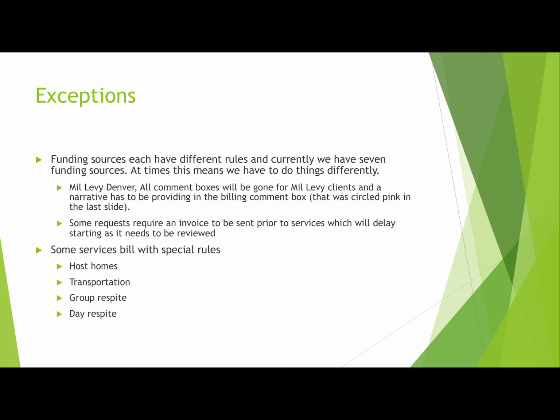Funding sources will make a big difference on how we have to do things. And right now we do have 7 different funding sources. That's why we do have some things that change from client to client. Mill levy is one of the biggest ones that we have as far as alternative funding sources. All the comics boxes and mill levy clients are going to be blocked, so you're not going to be entering it in the task section. You're going to be entering it in that billing comment section that was circled pink in the last slides.